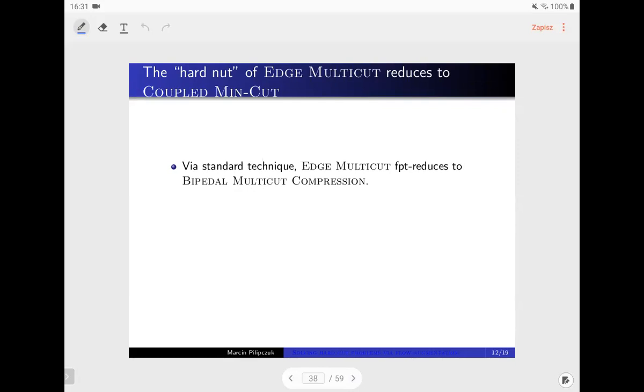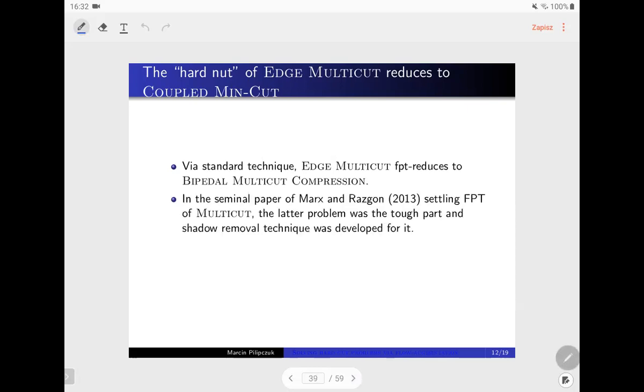The Marx and Razgon paper started with some quite complex massaging, but it didn't involve any heavy machinery. It was massaging by hand. It reduces to a problem they called bipedal multicut compression. It doesn't really matter now what the exact definition is, but it was a special variant of multicut. So general multicut was massaged by iterative compression, some branching, into the bipedal version with compression.